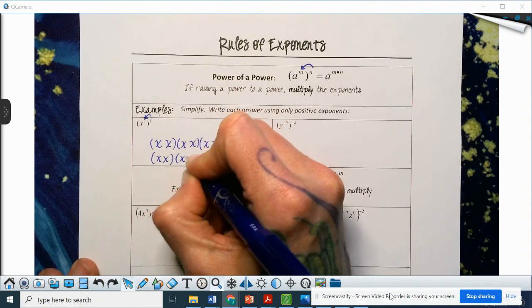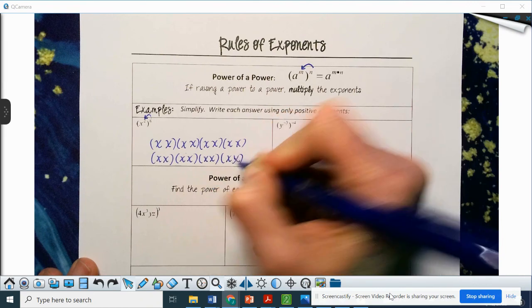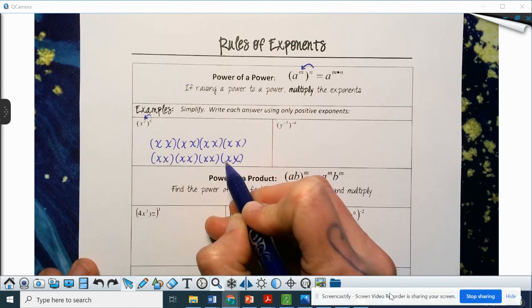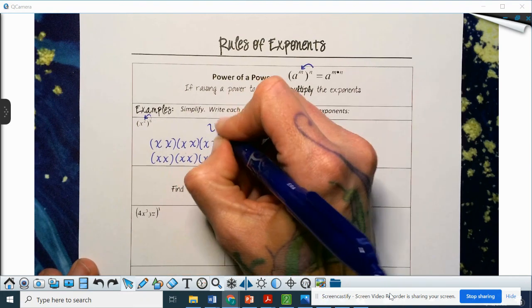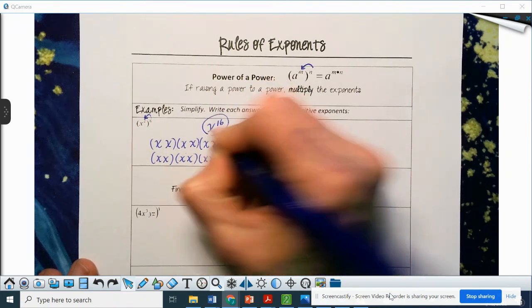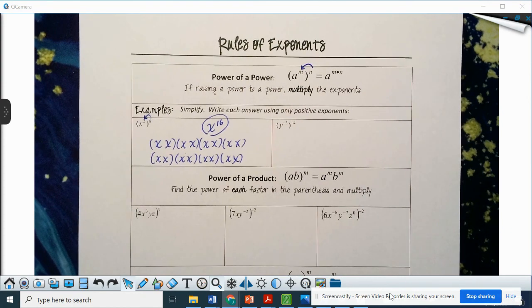So 2 times 8, we should know, is 16. So that's 1, 2, 3, 4, 5, 6, 7, 8. 1, 2, 3, 4, 5, 6, 7, 8. So that's 16 x's. So x to the 16th power is your final answer. So obviously you don't have to write those out, but that's what that 8 is doing on the outside. It's saying write x squared, which is x times x, 8 times, and then how many x's are there?